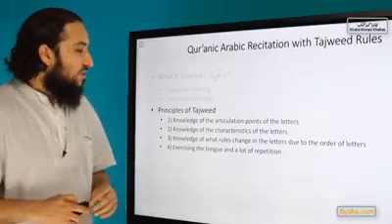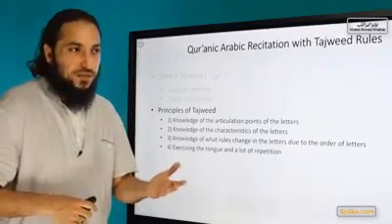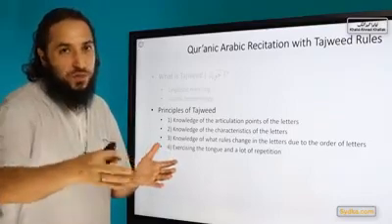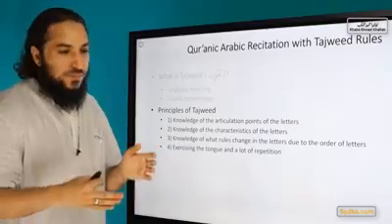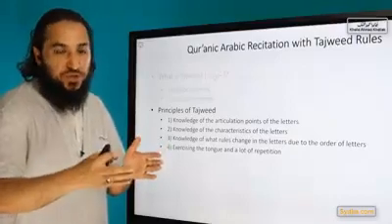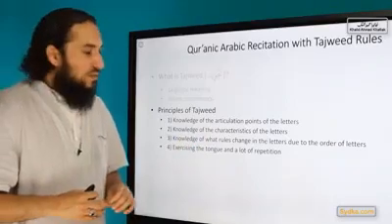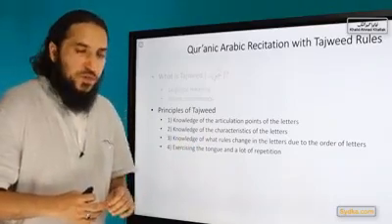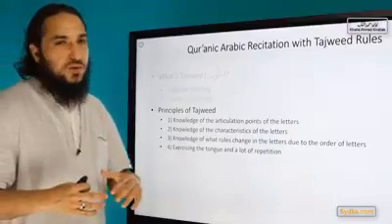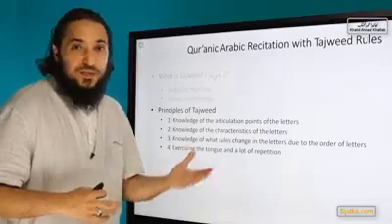The third one is the rules that are attached to each letter when it is placed in a word. So you will see that each letter has a rule, and when you place it in a different position, then the rules change. And the fourth one is exercising the tongue and a lot of repetition. By the end of this course, you will see that we will have a lot of repetition of different lessons to become a master in Tajweed.